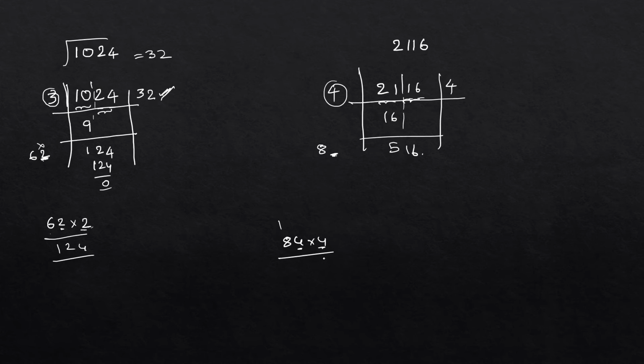So 4 4s are 16. 4 8s are 32. 32 plus 1 is 33. No, I am not getting 5 and 6. Let me check for 6. Here I am putting 6, so I should multiply with 6 itself. 6 6s are 36. 6 8s are 48. 48 plus 3 is 51. That means here itself 6, and here itself 6.